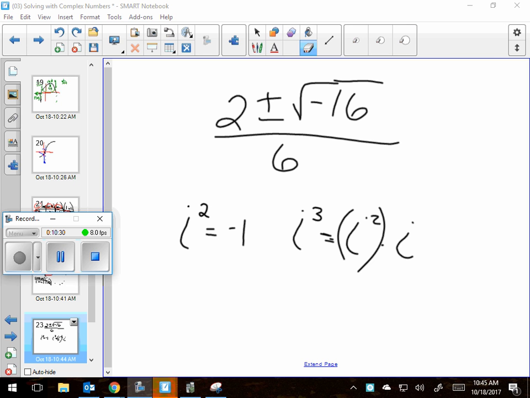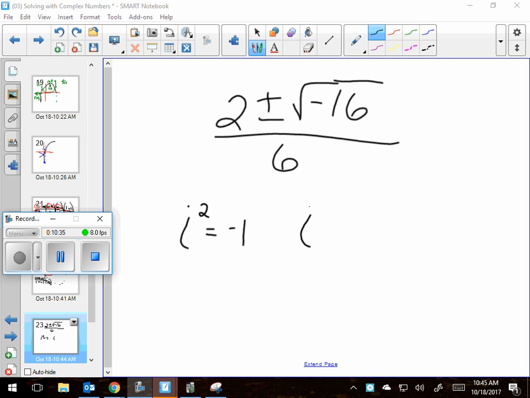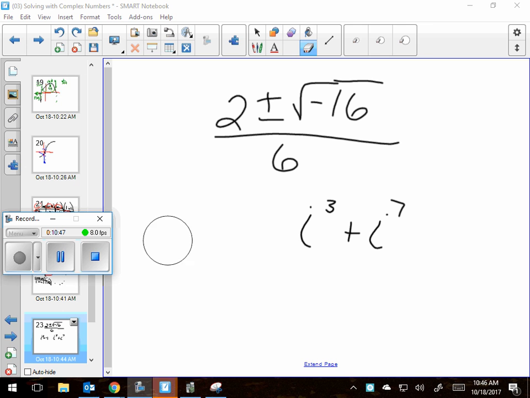All right, so I want to know, what's i to the third plus i to the seventh? It's supposed to be a 7. What's i to the third plus i to the seventh? Well, first figure out what i to the third is, then figure out what i to the seventh is, and then put them together. All right? And then the last part is, if you had to solve this, I'm going to pause for a second.